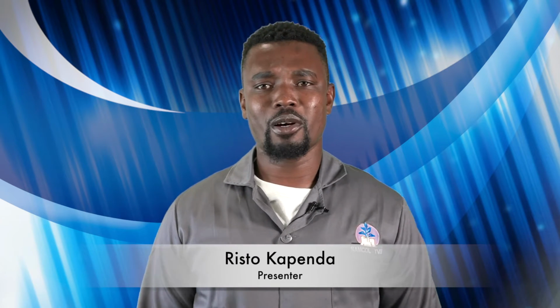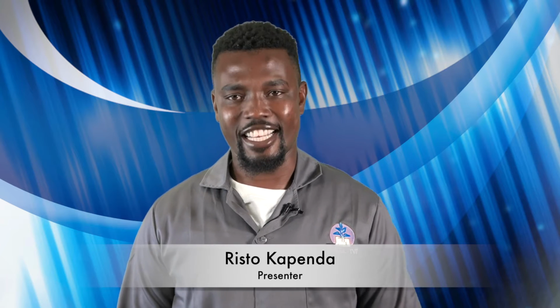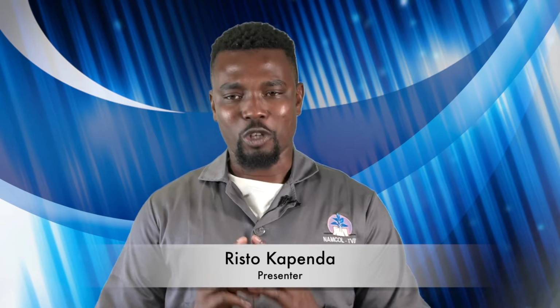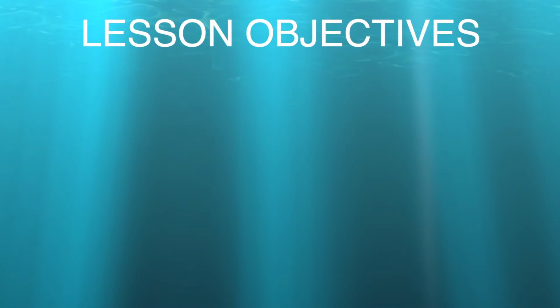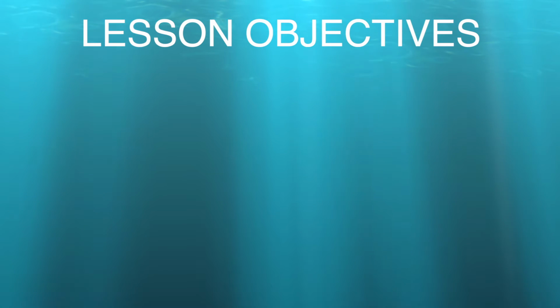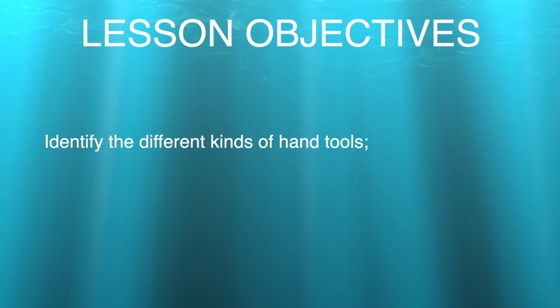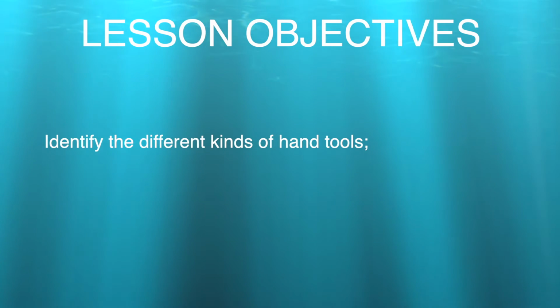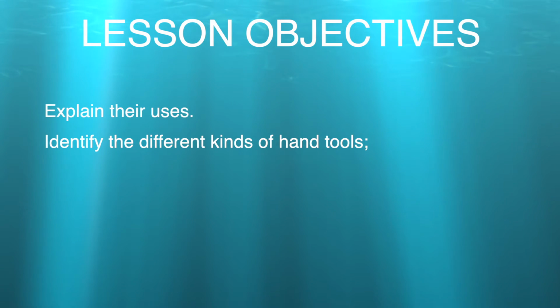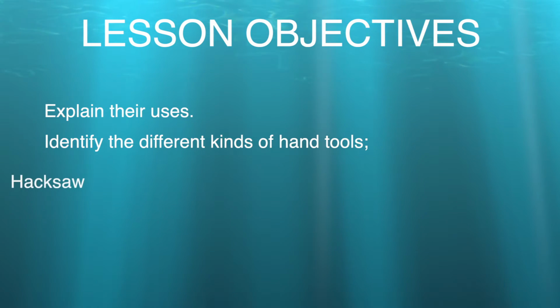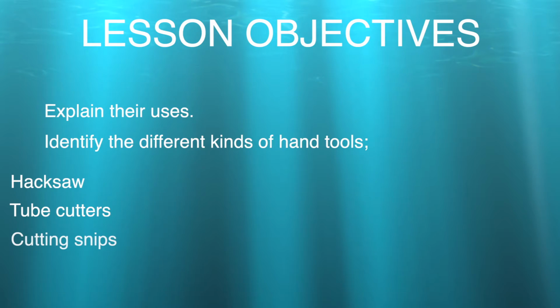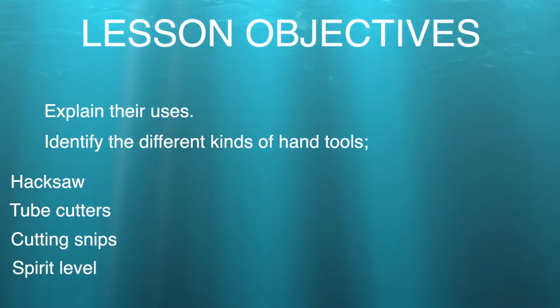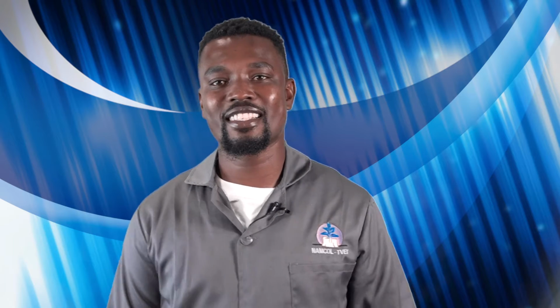Today we are going to talk about Technical Study C for Grade 8. The topic for today: Basic Hand Tools. Here are the lesson objectives. Learners should be able to identify the different kinds of hand tools used in plumbing and pipe fitting and explain their uses: hacksaw, tube cutters, cutting snips, and a spirit level. Now that you have seen the lesson objectives, let's get into our lesson.